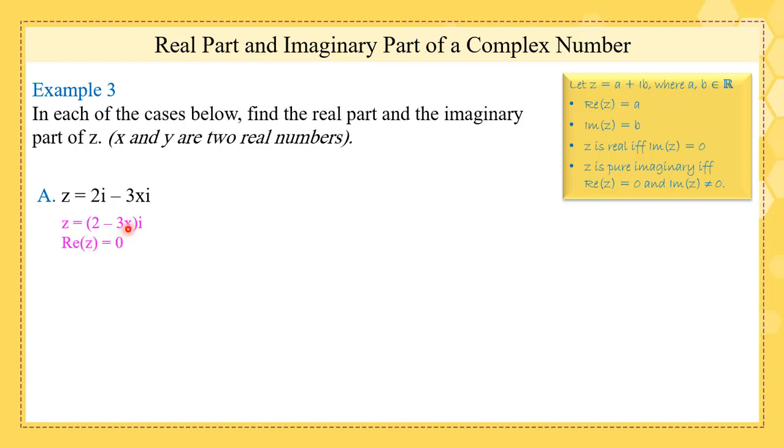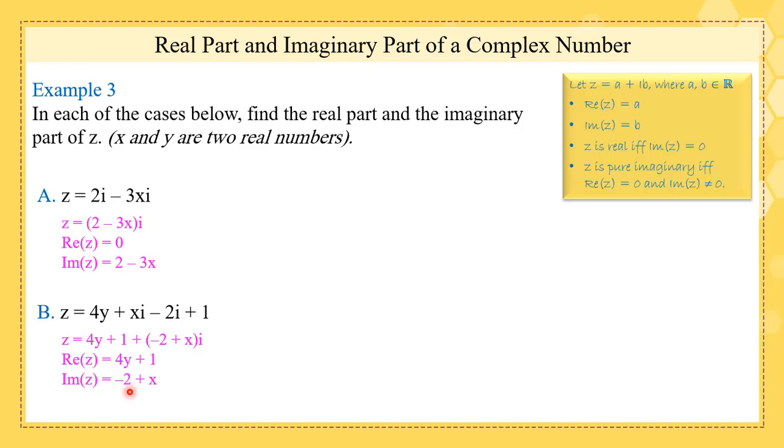So in this case, we can see that the real part is 0 and the imaginary part is 2 minus 3x. Now, this case, we also try to write it in algebraic form. In other words, we collect the real parts alone, the imaginary parts alone. So the real part would be 4y plus 1, and the imaginary part would be minus 2 plus x.